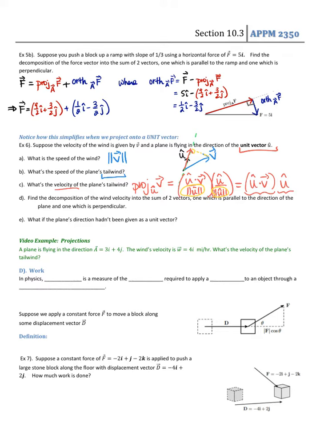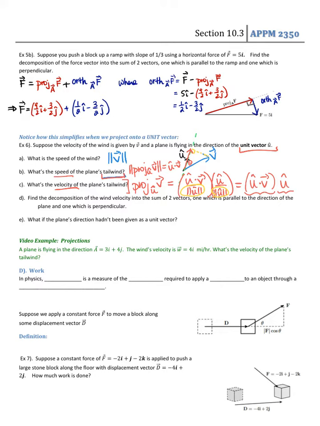Okay, and then if we want the decomposition, that's the velocity of the plane's tailwind, so that's part C. So the speed of the plane's tailwind will be the magnitude of this projection, which in this case is just going to be u dotted with v. And I'm not putting absolute value bars around that because we're assuming it's a tailwind, and in that case I'm assuming this is an acute angle, so I'm assuming that the dot product is positive. Otherwise we would be calling it a headwind.